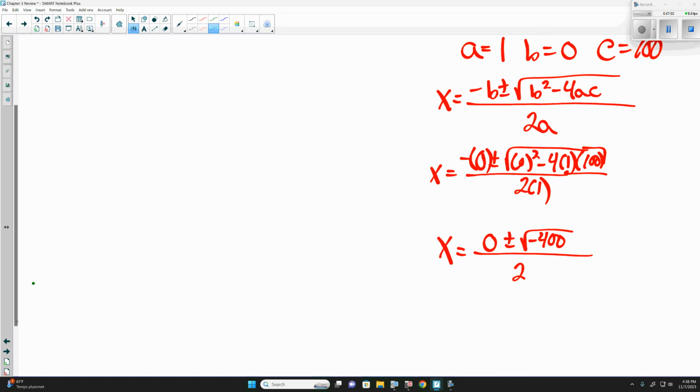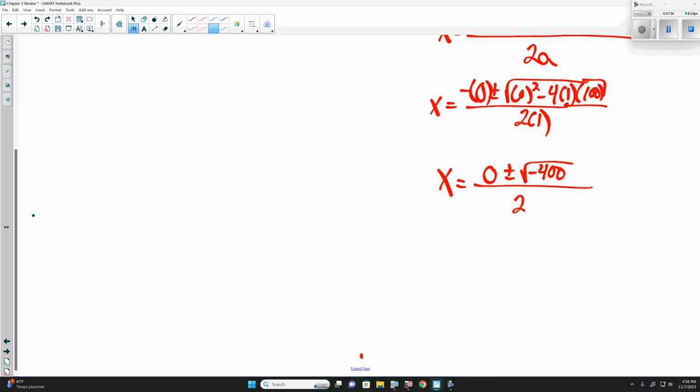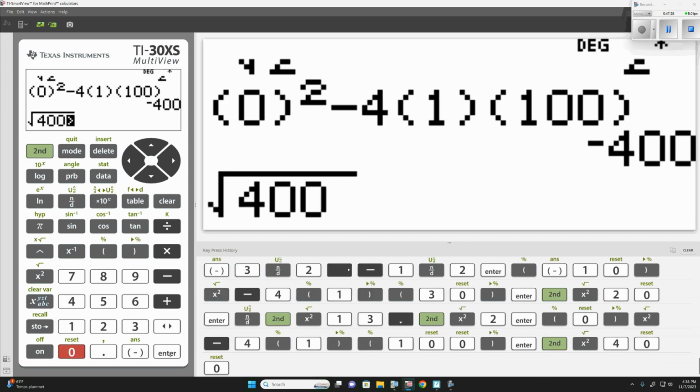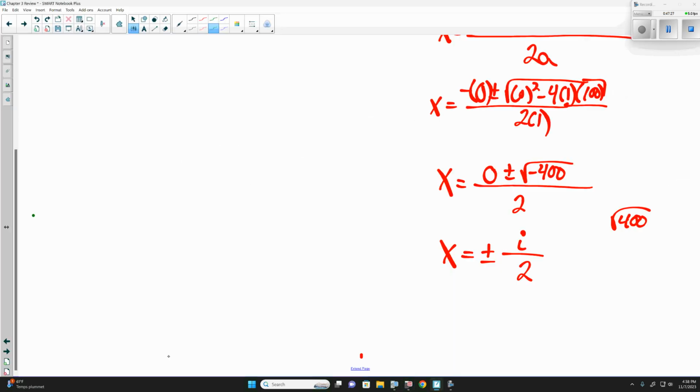Now we can do some simplifying still. The 0 plus or minus, well, we can just say plus or minus because 0 is not adding anything to it. We still have the 2. If I simplify the square root of negative 400, we will have i leaving us with the square root of 400. Calculator. Square root of 400 is 20. So we have 20i over 2.